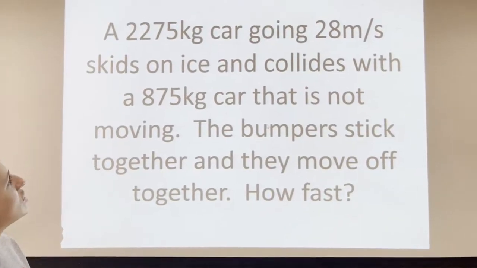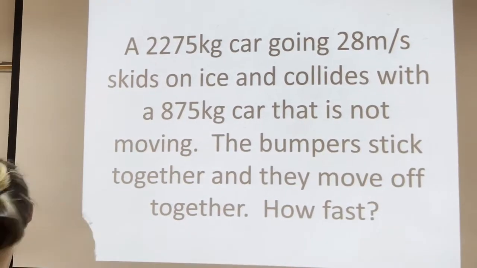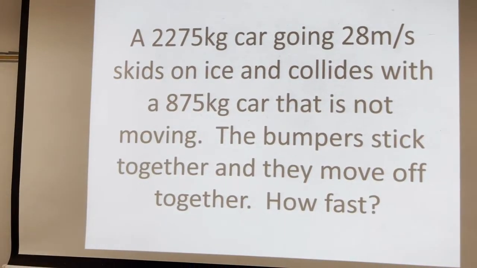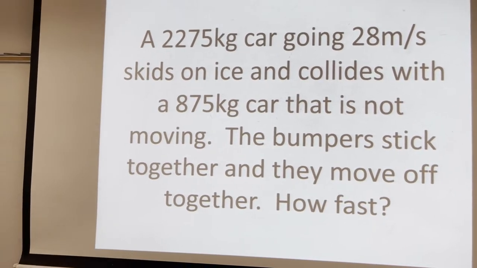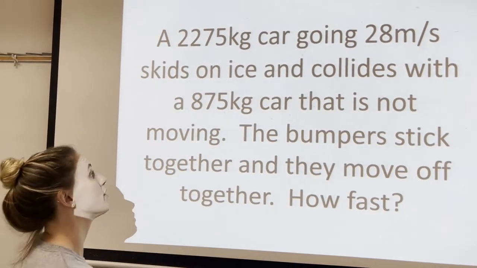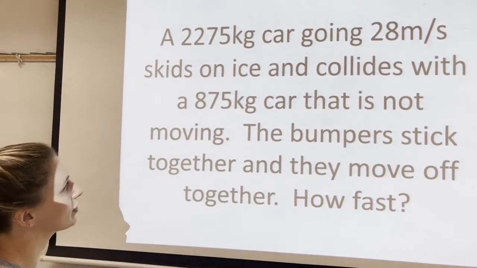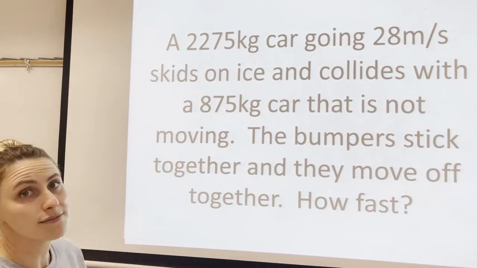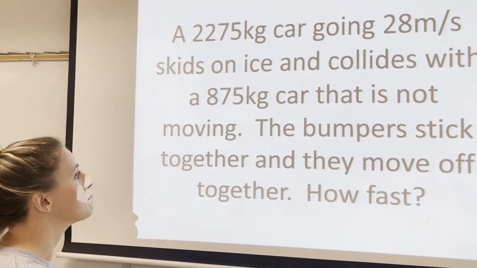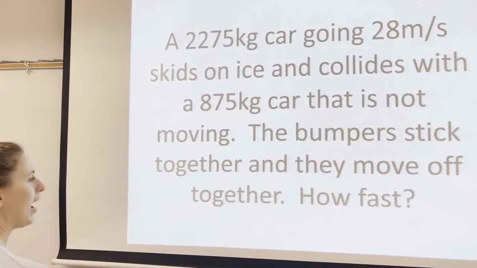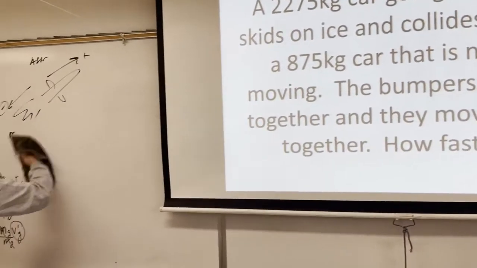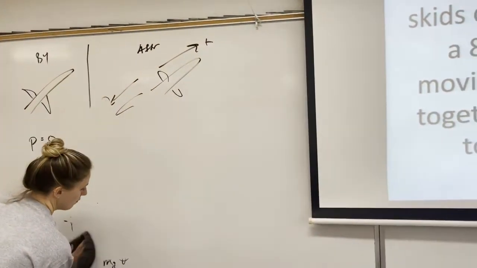let's go ahead and do a practice question together. A 227 kilogram car going 28 meters per second skids on ice and collides with another car that's 875 kilograms that's not moving. The bumpers stick together and they move off together. How fast do they move off together?